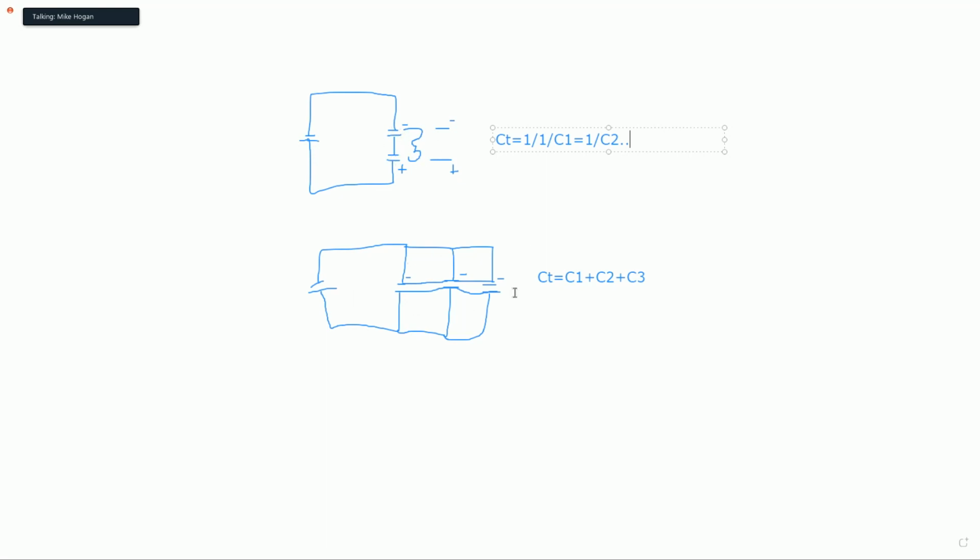Here I'm increasing the size of the plates because they're all going to charge up to the same 10 volts. So I'm increasing the capacitance. Total capacitance is going to be additive, C1 plus C2 plus C3. That makes sense.